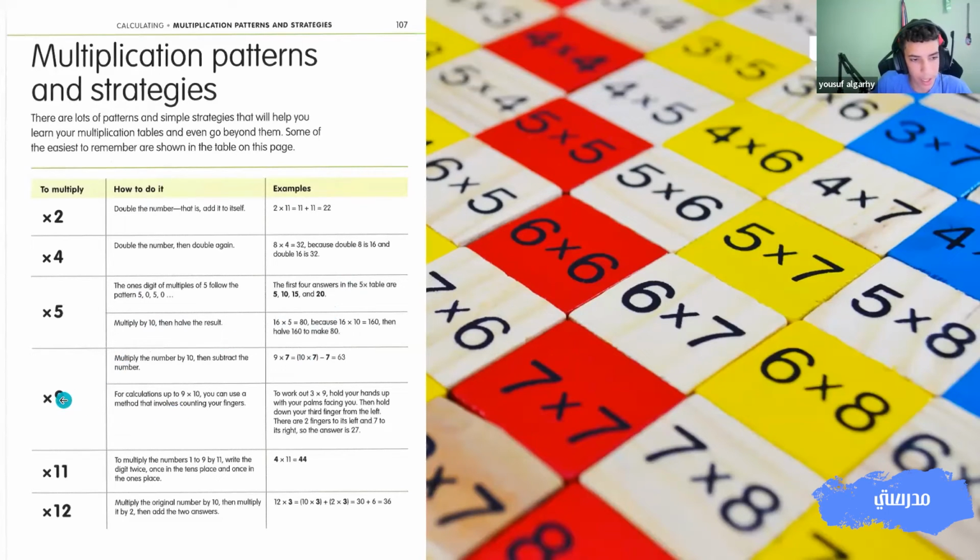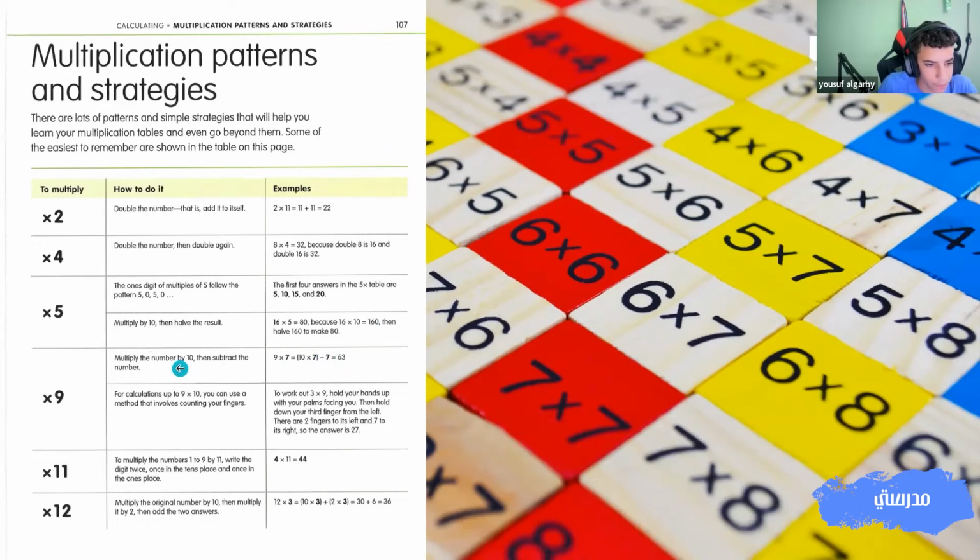So if you want to multiply anything by 9, you can multiply the number by 10 again, and then subtract the number you were multiplying by, okay? If that doesn't make sense, let me explain it to you. So we have 9 times 7, all right? Instead of doing 9 times 7, we can do 10 times 7, which would be 70, and then subtract 7 from it. So we can get the answer to 9 times 7, and that would be 63. Okay.